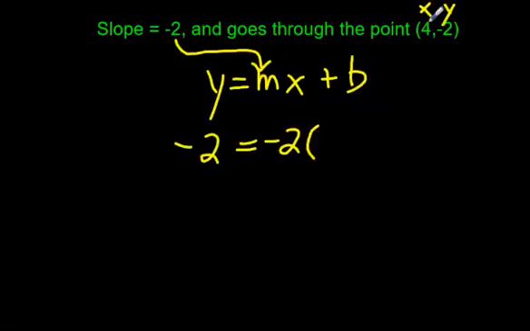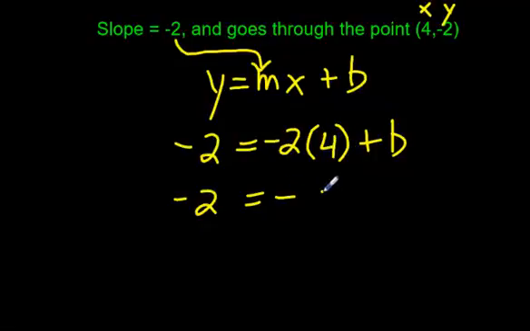The 4 I'm going to put exactly where the x is. I'm going to substitute 4 for where the x is. Okay, now let's simplify things here. We've got negative 2 equals, what's negative 2 times 4? If you've watched the video on integers, how to multiply them, you would say, well, a negative times a positive is a negative, and 2 times 4 is 8. So it's going to be negative 8 plus b.